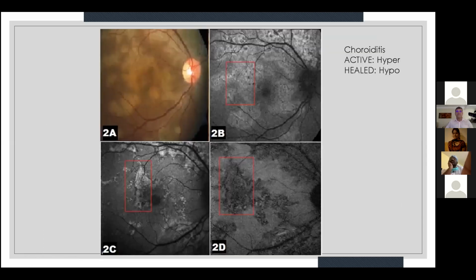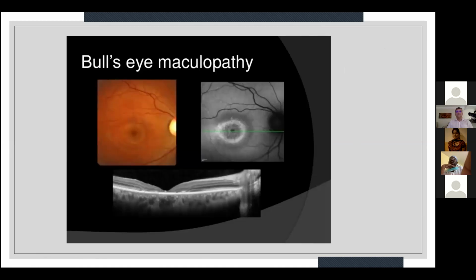This is a case of choroiditis. We can see hyper autofluorescence and here hypo autofluorescence. If there is hyper autofluorescence, there is still activity in the disease. There is active hyper indicating active choroiditis, whereas hypo indicates healed choroiditis. Bullseye maculopathy, which day in, day out, we usually screen in case of HCQ toxicity. Always make sure that you do a AF and rule out if we can see a bullseye maculopathy.